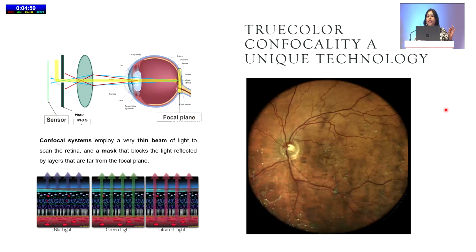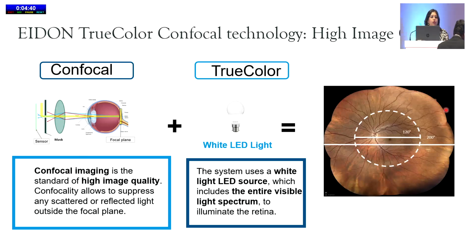So being a true color imaging modality, but also being a truly confocal system, where a thin beam of light is reflected to scan the retina, and then the light reflected by a single plane is what is caught on the camera, offers its unique property of being truly confocal and offering a superior image quality.